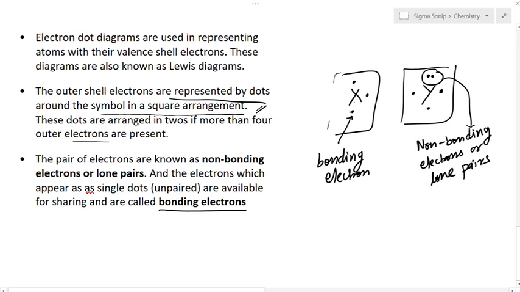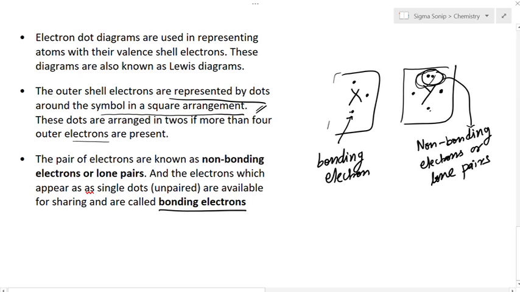So in this element X, we have 3 bonding electrons, which means that all these 3 electrons are available for pairing up by making a bond, by sharing. Whereas in this element Y, there is 1 lone pair, and these electrons are not available for making a bond, but it has 3 single electrons which are available for making bonds by sharing.